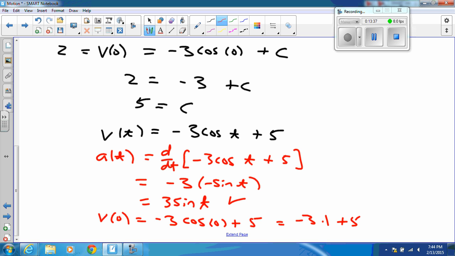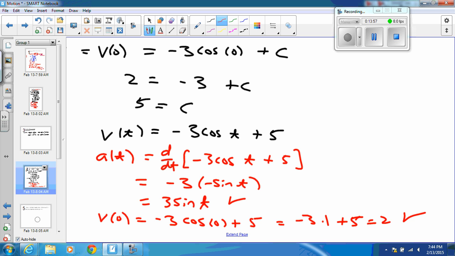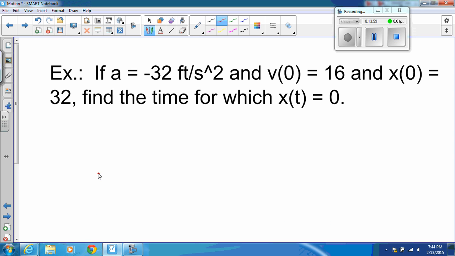And we also check that v of 0 is equal to negative 3 cosine 0 plus 5, or negative 3 times 1 plus 5, which is equal to 2. And that also is exactly what we wanted. So the process of finding velocity from acceleration is simply a process of finding an antiderivative and using an initial velocity as the initial condition.